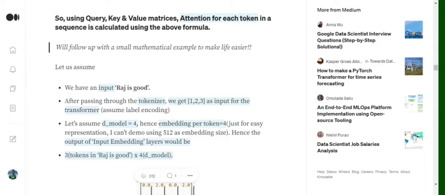Assuming that the dimension of the model is 4. So, if you saw in the research paper, it was 512, but to demonstrate with such a huge embedding is difficult. So, what I have done is that I'm assuming the dimension of the model to be 4, and hence the embedding per token would be 4. It was 512 earlier. We are assuming it to be 4 for demonstration purposes.